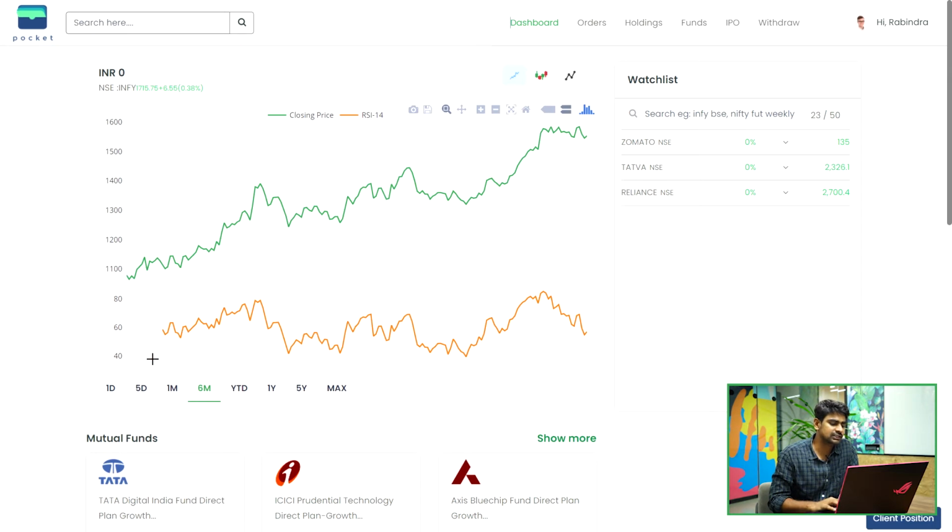So the already set levels are 40, 60 and 80. The RSI ranges from 0 to 100. Based on these levels of RSI, the overbought and oversold zones are identified.